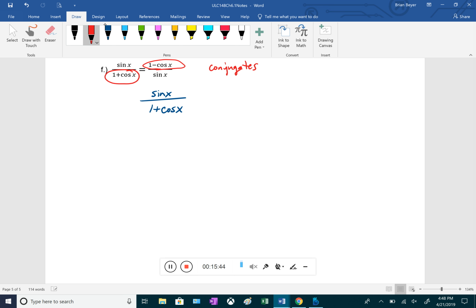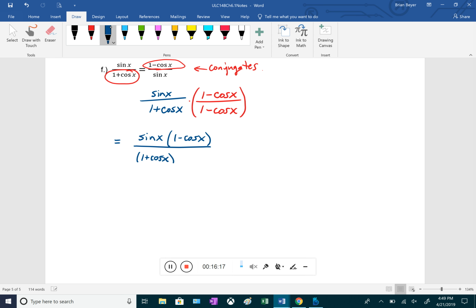So almost anytime this happens, what you want to do is multiply the numerator and denominator by the conjugate, in this case of the denominator. So if we multiply this by 1 minus cosine x over 1 minus cosine x, we can rewrite it like this: sine x times 1 minus cosine x divided by 1 plus cosine x times 1 minus cosine x. So just rewriting it. Notice that when we did that, that put this 1 minus cosine x up in the numerator, which is where we want it. And let's see what happens to this denominator.